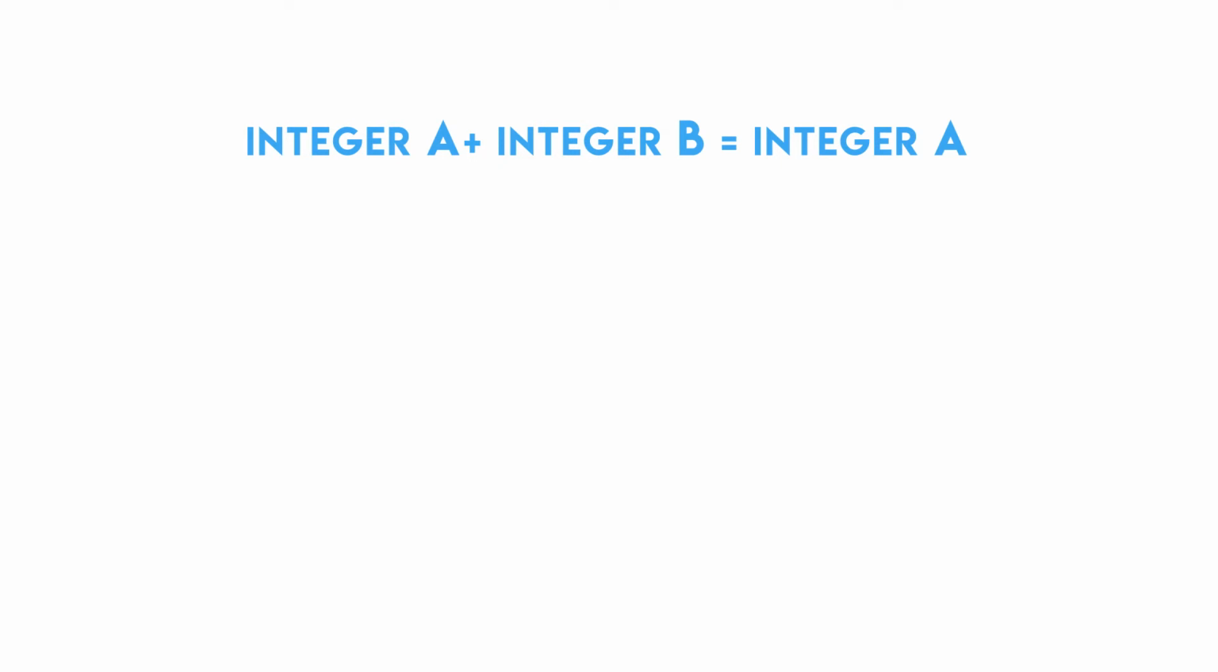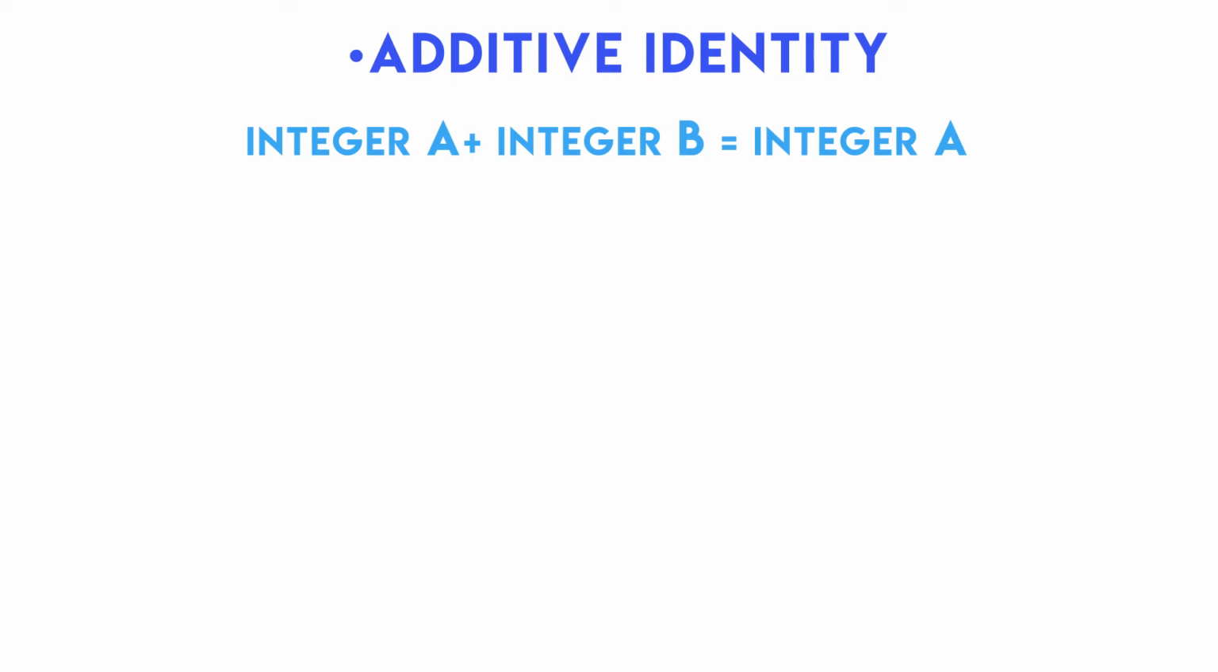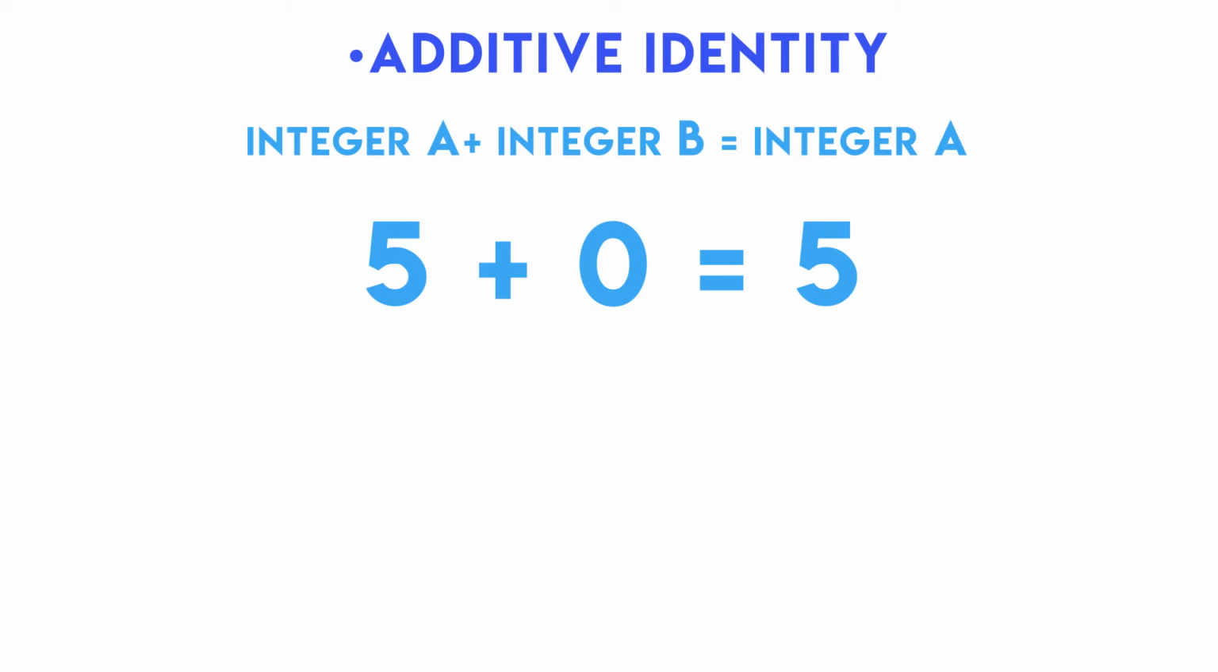There exists an integer which can be added to any other integer and the result will be the same as the number. Such an integer is called the additive identity. When 0 is added to any integer, that number remains the same. 0 is the additive identity for all integers.